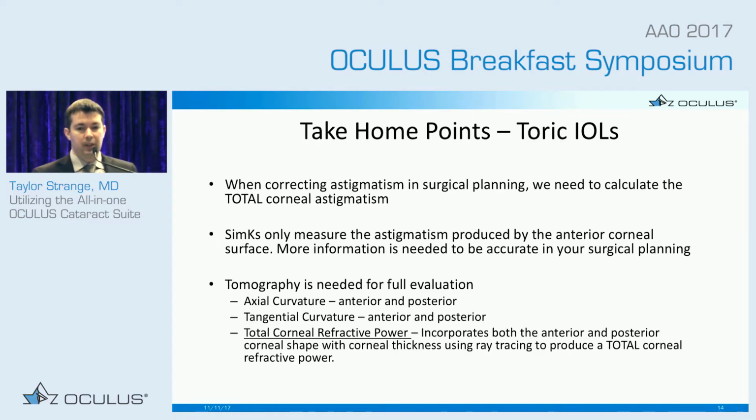So take-home points, again, that we've been talking about this morning: correcting astigmatism, surgical planning, we need to consider the total corneal refractive astigmatism. Of course, the SimKs only measure the anterior surface, but you have to know what's going on with the posterior surface, and the Pentacam AXL gets you there. And as Dr. Balin mentioned too, at the bottom part, it incorporates both the anterior and posterior corneal shape with thickness, using ray tracing to produce the total corneal refractive power.